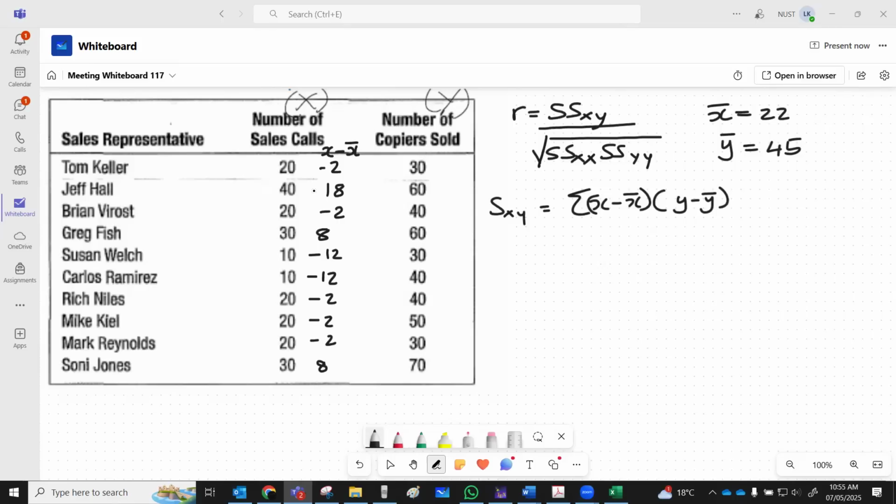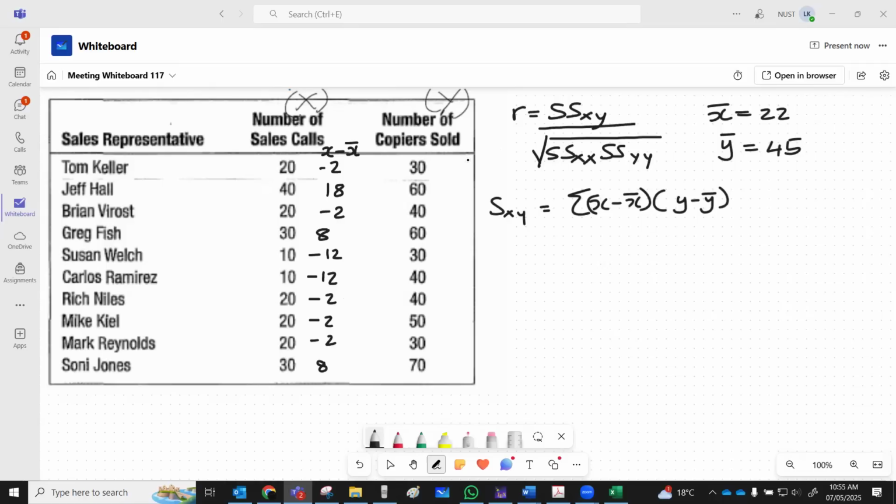Okay, so just a quick check, make sure that everything is in fact correct. x minus x bar: 40 minus 22, 20 minus 22, 30 minus 22, and so on. All right, so this is our x minus x bar.